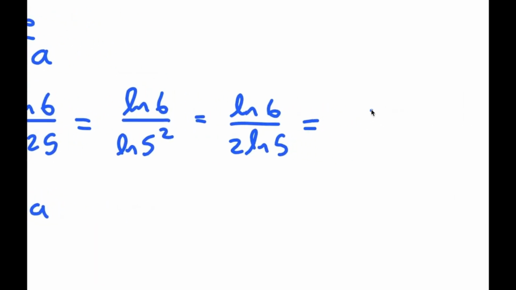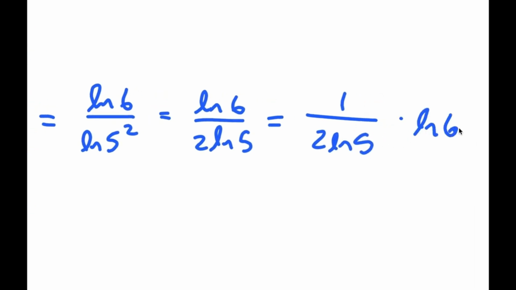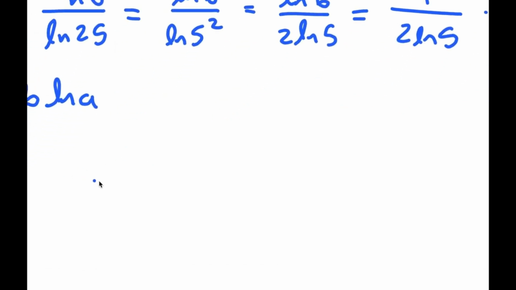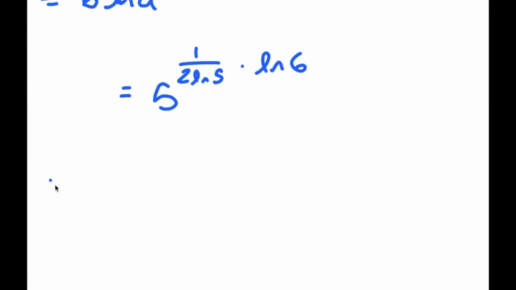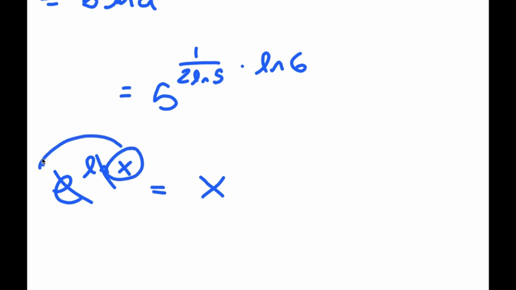I'm actually going to rewrite this as 1 over 2 times ln 5 times ln 6. So now going back, I have 5 to the power of 1 over 2 times ln 5 times ln 6. Now, if I have something in the form e to the power of ln of x, this is just equal to x because the e and the ln cancel out.